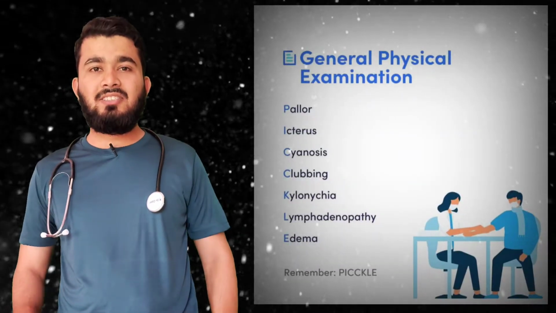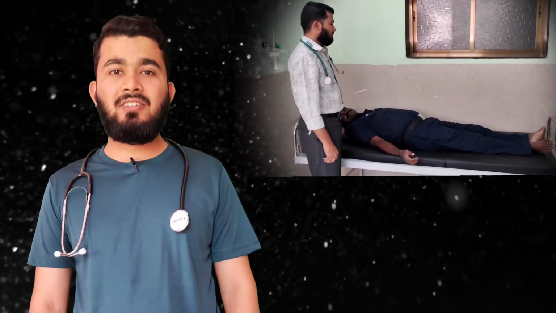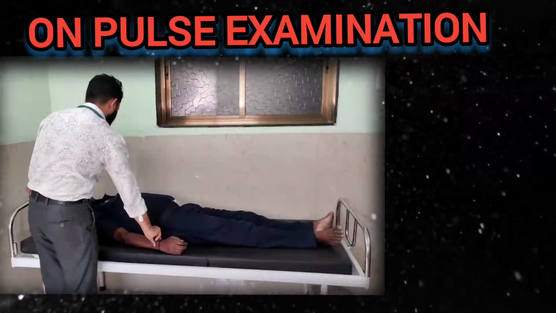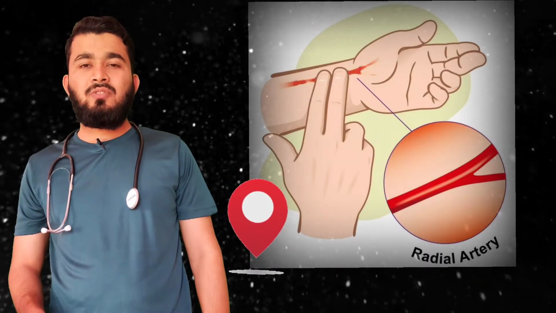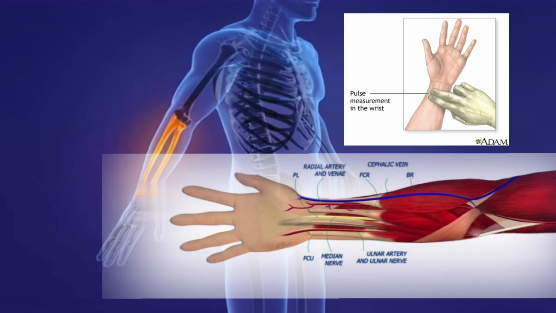The pulse examination comes under general examination of the patient, and any examination starts when you stand on the right side of the patient. Thus, during pulse examination, we should be on the right side of the patient. You know, the location of the radial artery is at the lateral aspect of the forearm.